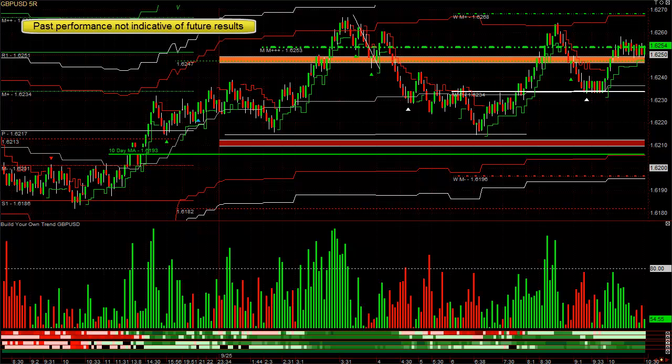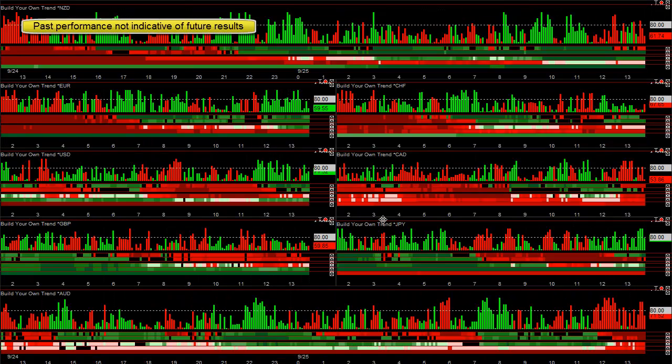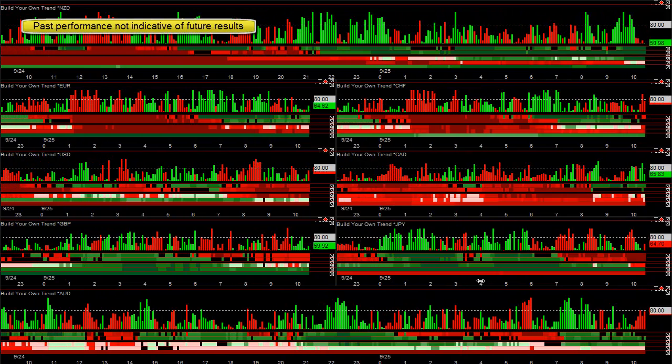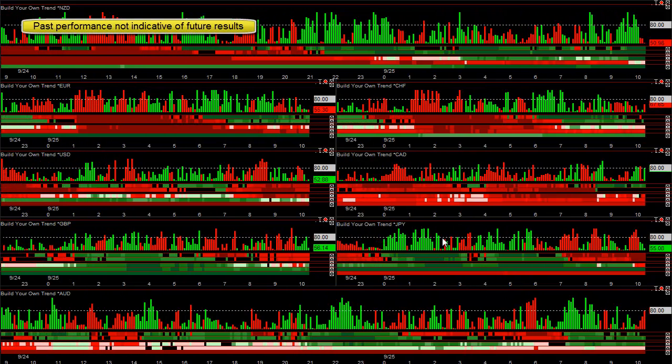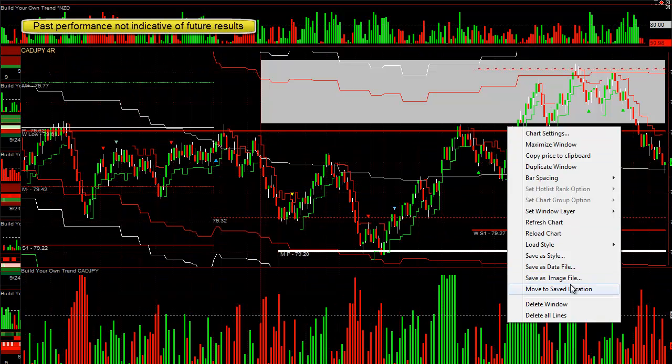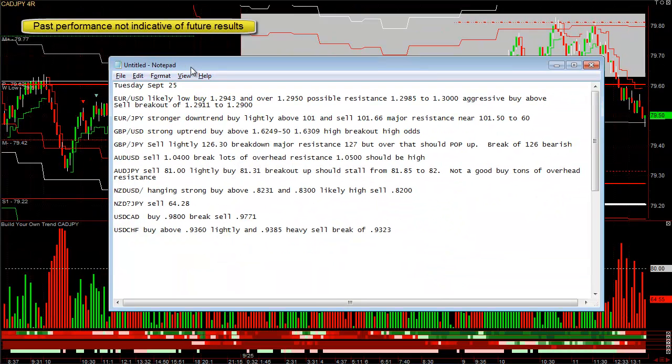Let's look at the currency meter again and use the notes I took in regard to that. You can see earlier today the yen very strong, the CAD's weak. CAD yen, it would be a sell. Let me bring this up. That's earlier in the day. Here's my notes. I'm not sure if I did the CAD yen last night. I didn't.